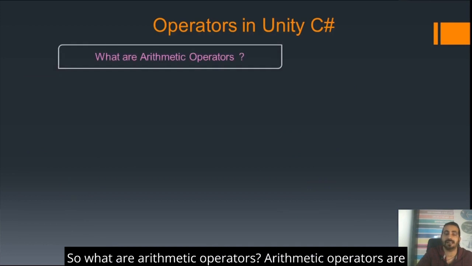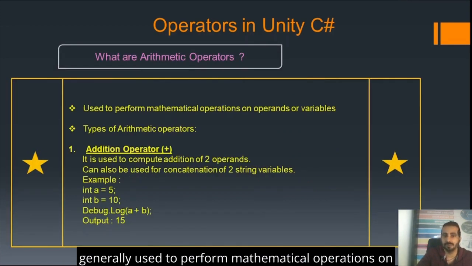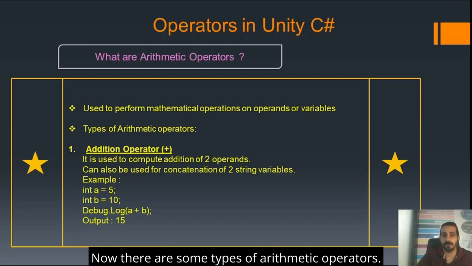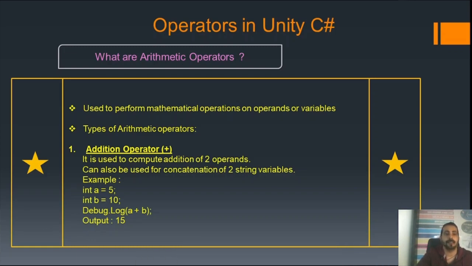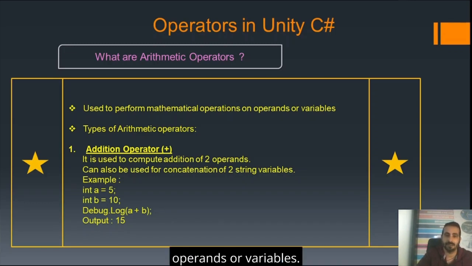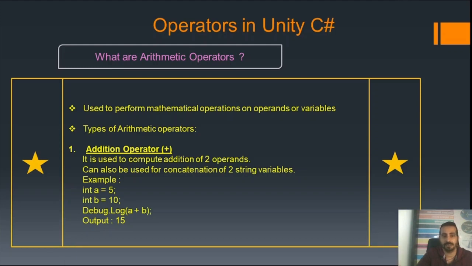So what are arithmetic operators? Arithmetic operators are generally used to perform mathematical operations on variables or operands. Now there are some types of arithmetic operators. The first is the addition operator. The addition operator is used to compute the addition of two operands or variables. So with this operator, we can basically add two operands or variables.